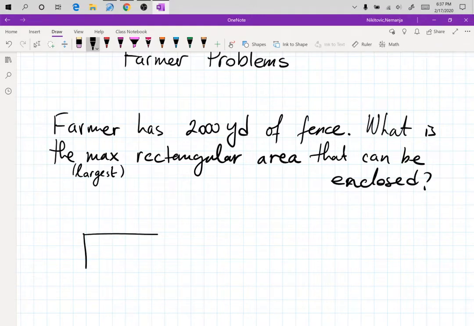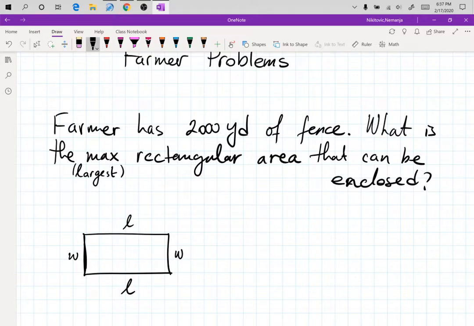Well, we have a rectangle. A rectangle has a length and a width. Do you want length and width, or do you want A and B? Or do you want X and Y? That's the beauty of applied problems. You can use any letters you want. So let's use length and width for this type of problem. This is the length and this is the width as well.